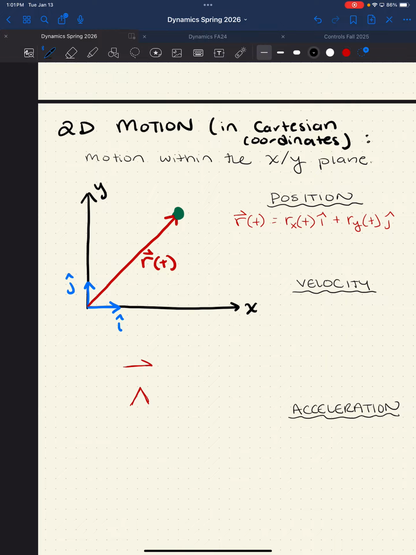And now we need to talk about velocity. So velocity we write extremely similarly. Velocity is a function of time, and we say there is some x component of velocity that might depend on time, plus some y component of velocity that might depend on time. Sorry, that's getting really squeezed over there.